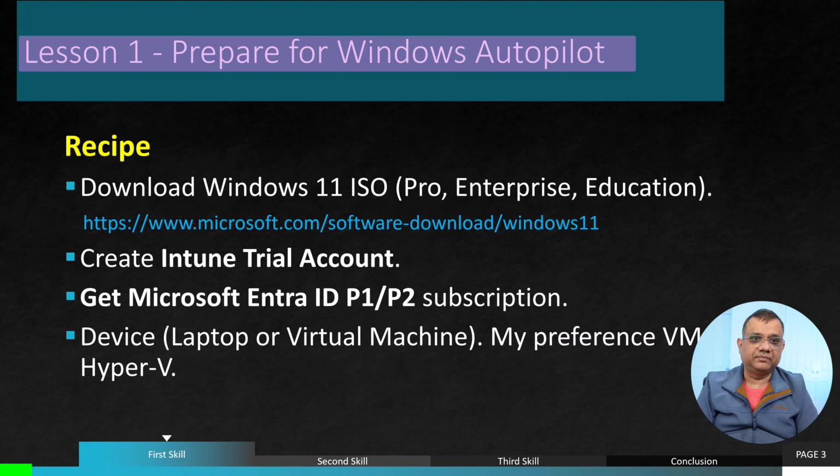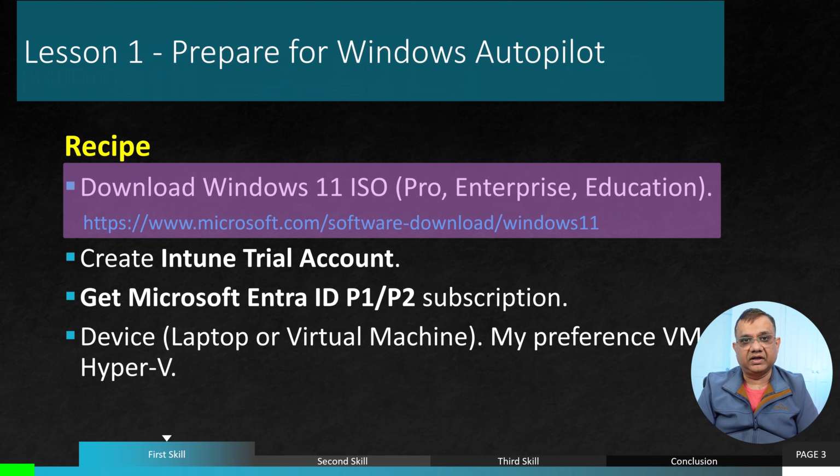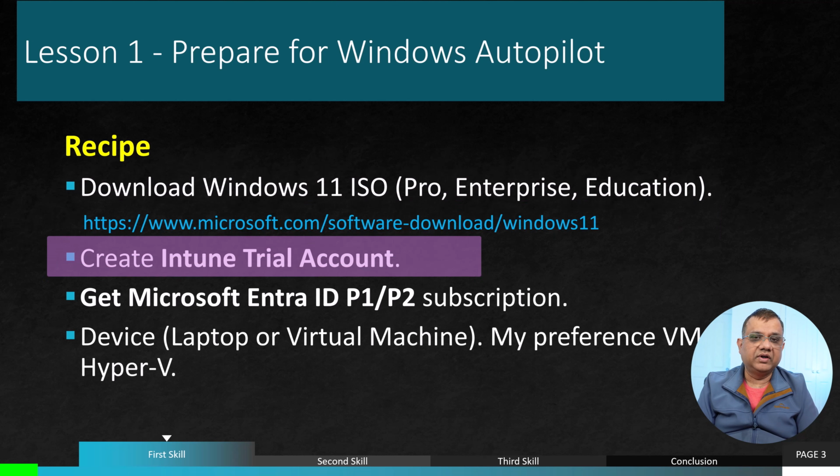Our first lesson is about preparing for Windows Autopilot. This is the kind of recipe which I told you previously. We are going to download the Windows 11 ISO. Windows Autopilot supports Pro, Enterprise and Education, but Microsoft provides Windows 11 Pro, which can be downloaded from the link which I have shared. Secondly, we are going to create the Intune trial account. This trial account will give us 30 days of access, with a couple of licenses provided. I think 25 licenses are there.